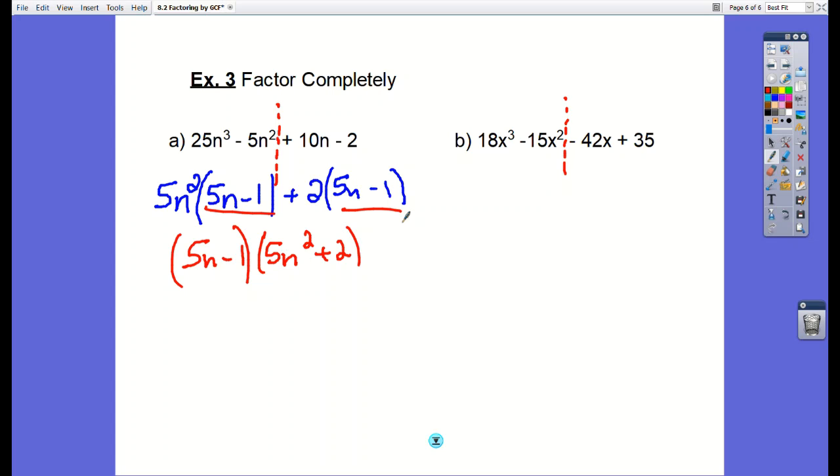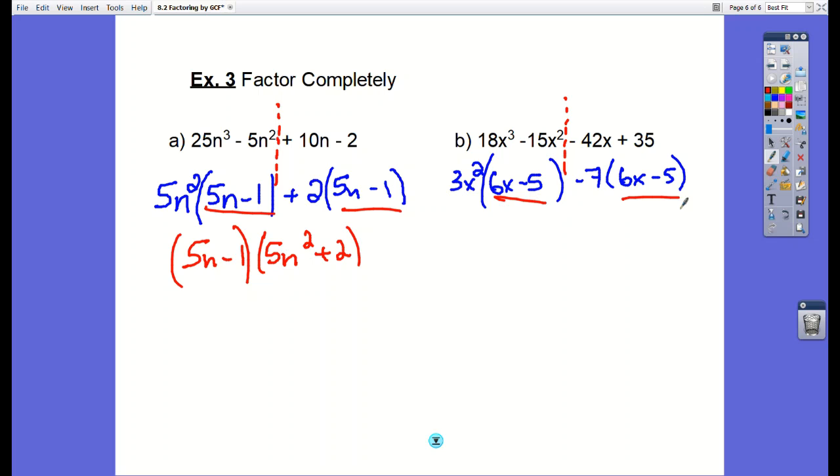On the right side with part B, Parker, what can we take out of 18x cubed and 15x squared? 3x squared. And what does that leave us with? 6x minus 5. There we go. And if we want the same thing, if you take out a positive 7, you don't get that, correct? If you take out a plus 7, you get a negative 6 plus 5. Are those the same thing? No, so that doesn't work. So make sure you take out a negative 7 here, because that will leave us then with a 6x minus 5, which is exactly what we want.